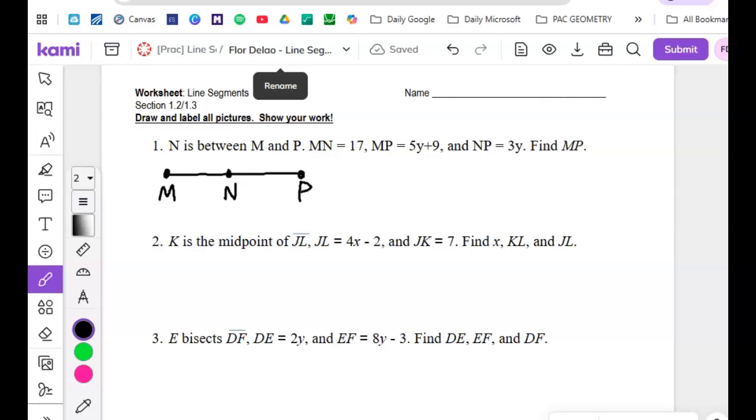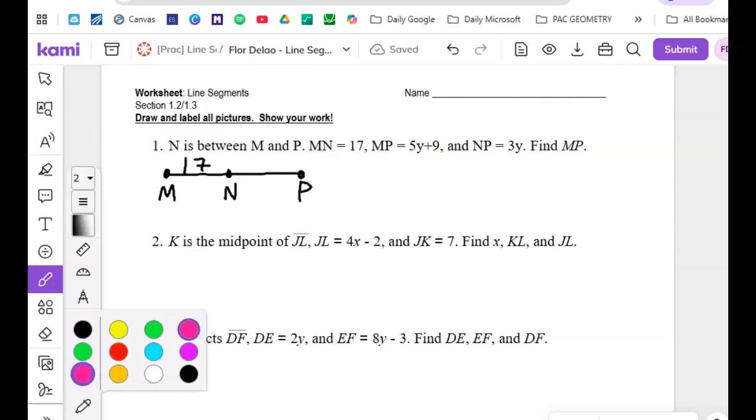They gave me the length of segment MN, which is how much? 17. I like to put it on my picture so I can visually see it. And then they gave me the length of MP, but MP is what? 5y plus 9. And that's the total. So this is the total, 5y plus 9. The next section of length they gave me was NP, which is 3y.